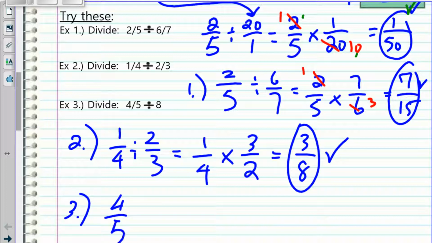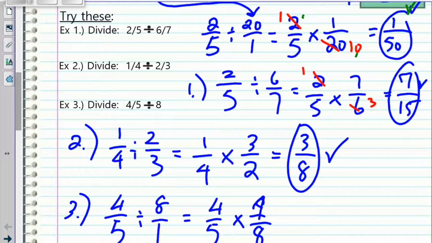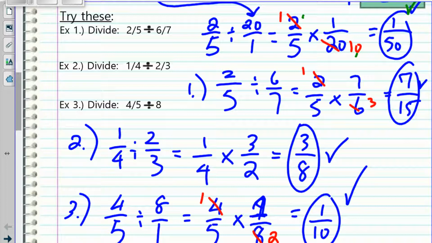One last one. Oh man, I should have included one with a mixed number. We could do that. No big deal. So keep, change, flip, 1/8. Something to cross cancel. That makes Mr. Ng happy. 1/10. Again, simplest form.